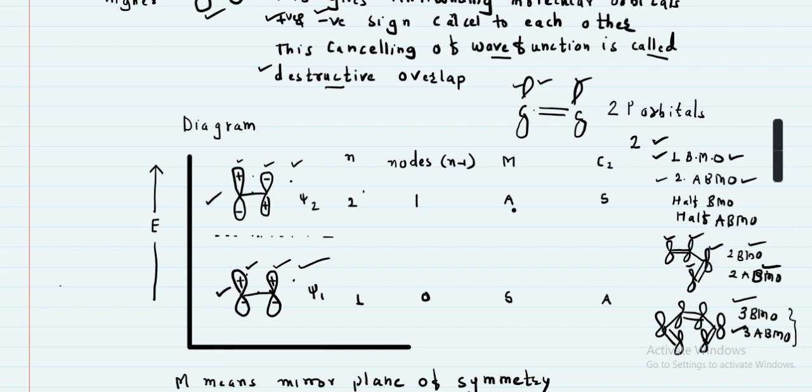Okay, it depends upon how many pi orbitals there are. If 4 pi orbitals are there, then it has 4 p orbitals, 4 molecular orbitals are there, and half are the bonding molecular orbitals and half are the anti-bonding molecular orbitals.